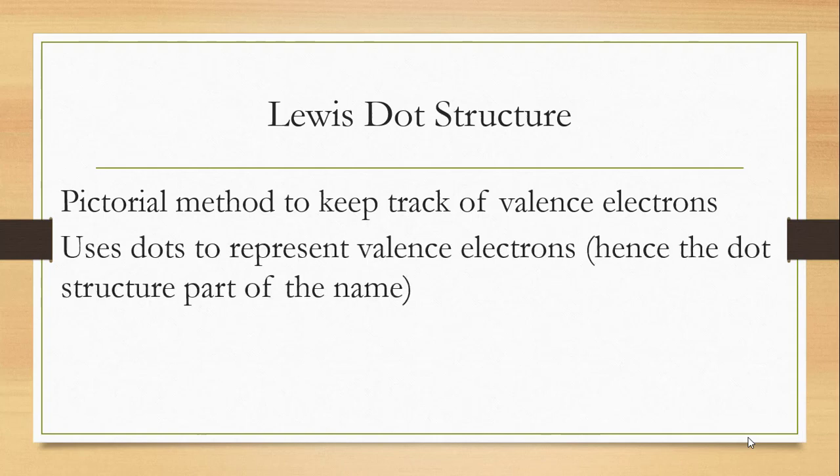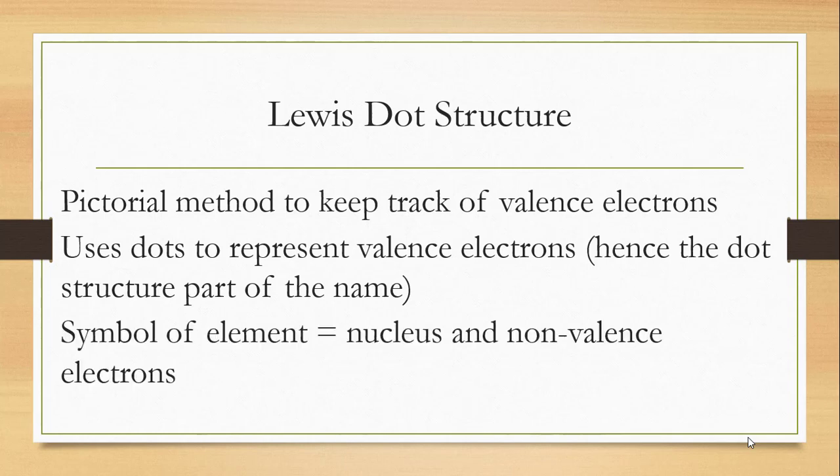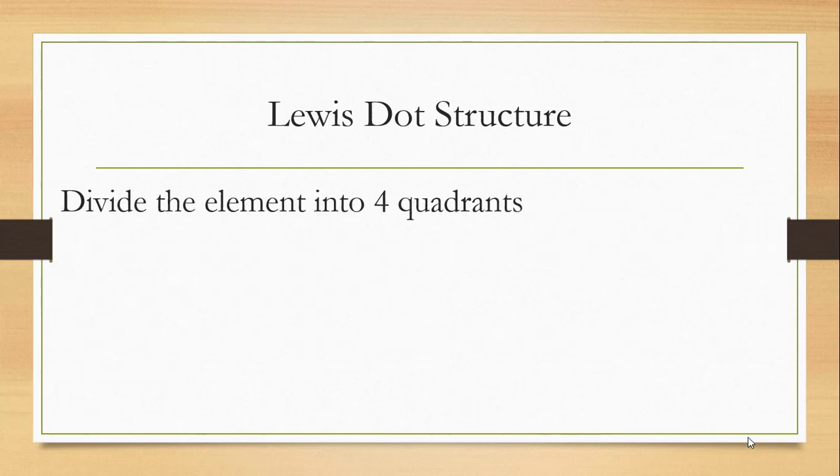What we're going to do is use dots to represent valence electrons, and that's where the last part of the name comes from, dot structure. Lewis was a very famous chemist, and this was his idea. And if the dots represent the valence electrons, then the symbol of the element represents both the nucleus and the non-valence electrons. It's pretty simple to do. I'll describe it, then show you.